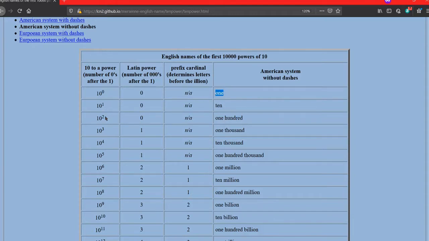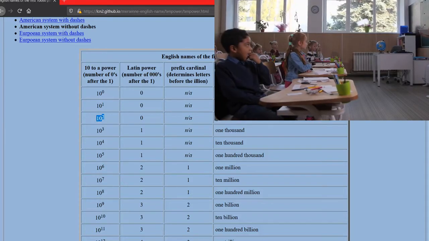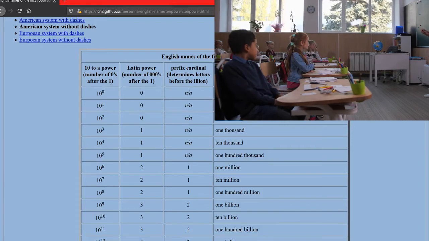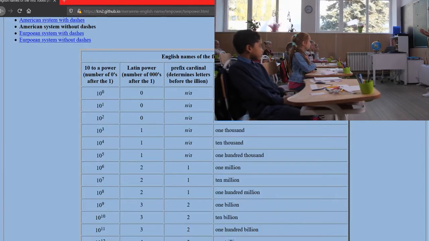Let's take this further up. 10 to the power of 2, or we could say 10 squared. 10 times 10, that's 100. That's roughly the number of students in 4 different classes.